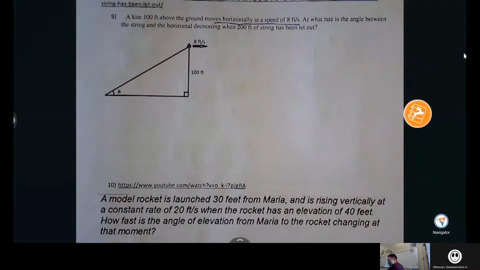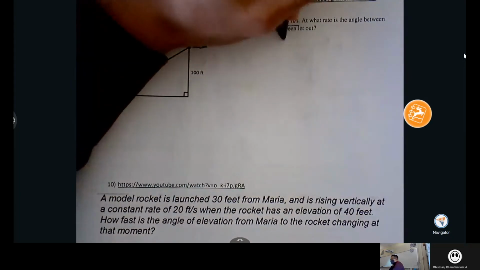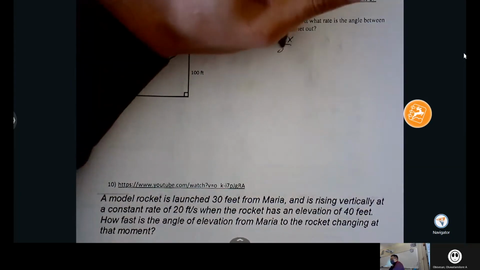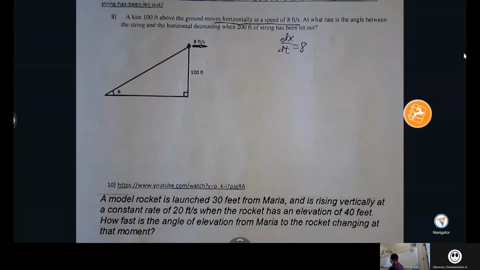So we have a kite moving horizontally at a speed of 8 feet per second. Which variable can hold that? X. Yeah. But it's a speed, right? So we want that to be dx dt. Okay, at what rate is the angle between the string and the horizontal decreasing when 200 feet of string has been let out?